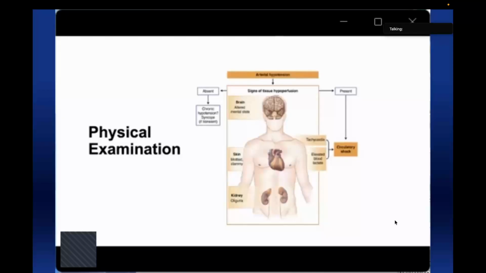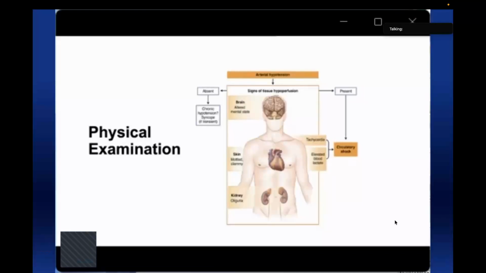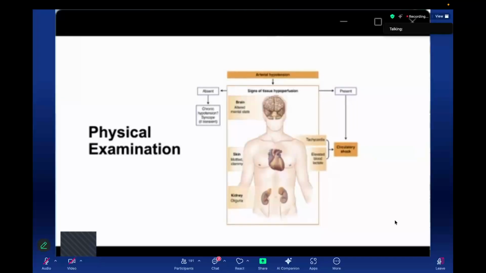In the physical exam, you have to see first if there is hypotension. Then these are signs of tissue hypoperfusion. You have altered mental state, mottled and clammy skin. There is oliguria or decrease in your urine output. There is tachycardia, elevated blood lactate in your labs. So you have to identify if these signs of hypoperfusion are present or absent in your patients.